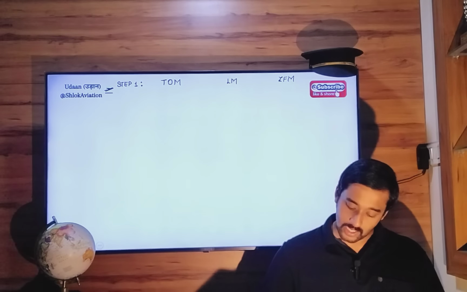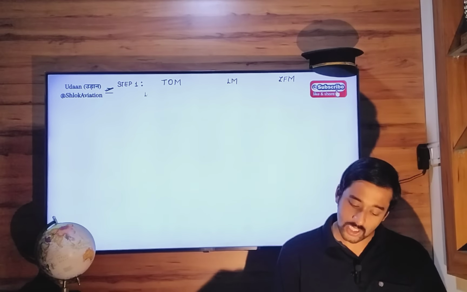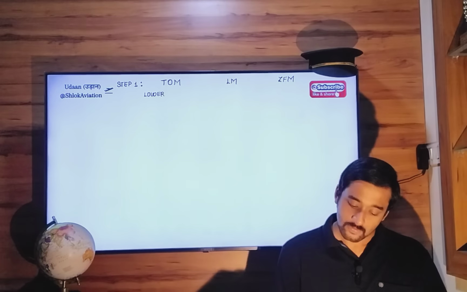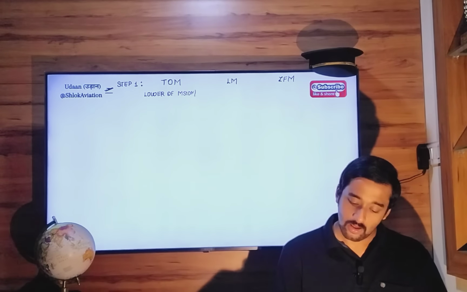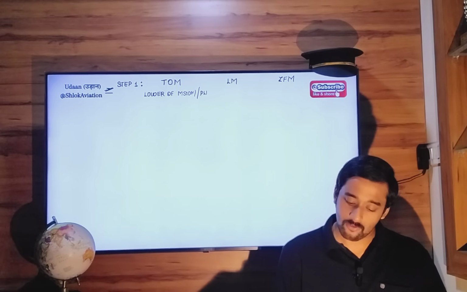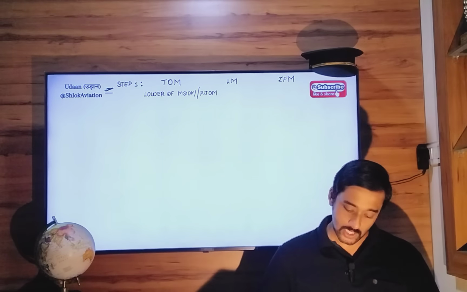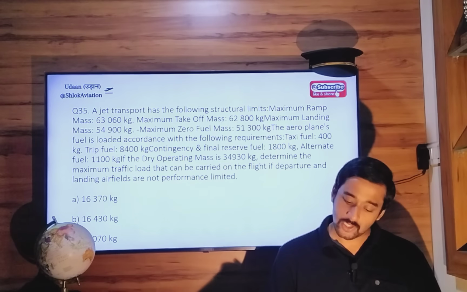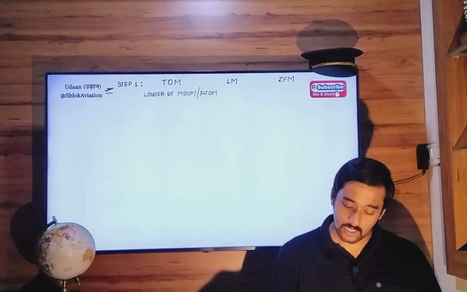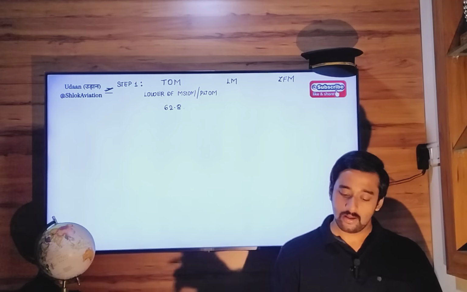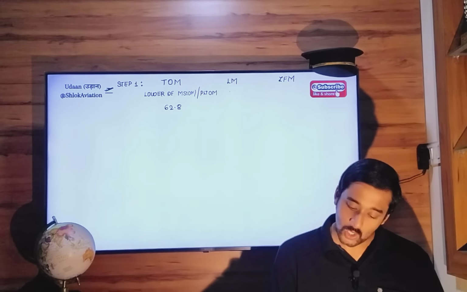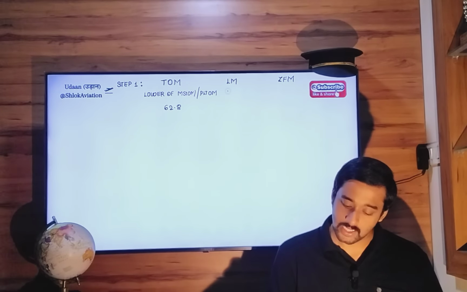Now in the takeoff mass column, you write a value which is the lower of maximum structural takeoff mass or performance limited takeoff mass. Now in this question, you do not have performance limiting takeoff mass, you only have maximum structural takeoff mass, 62,800. In the landing mass column, you are going to write landing mass given in the question.